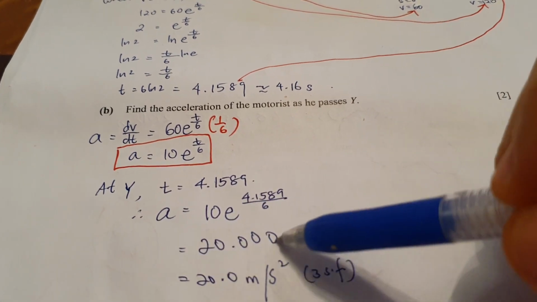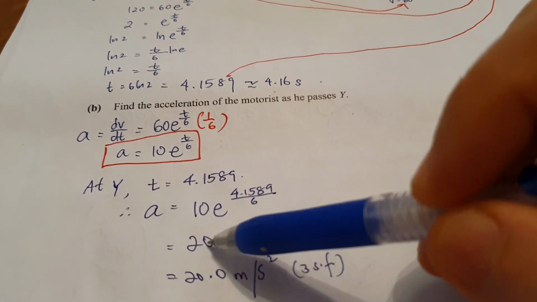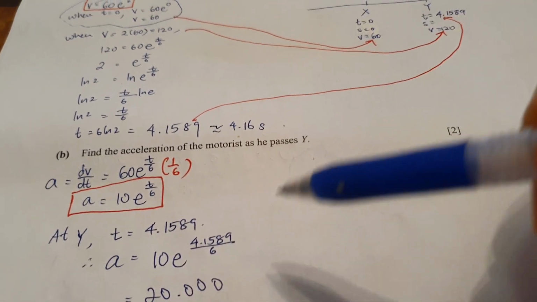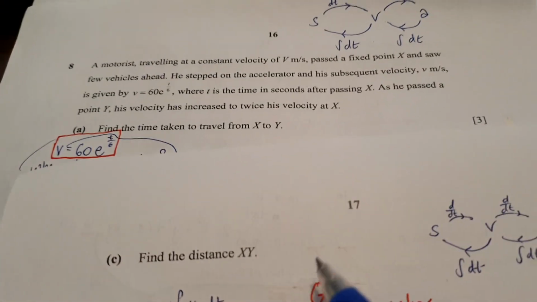That's it. Again, leave it in 5 SF. Show the 5SF value, but leave the answer in 3SF. And remember your units. Okay, last part. They ask you to find the distance xy.